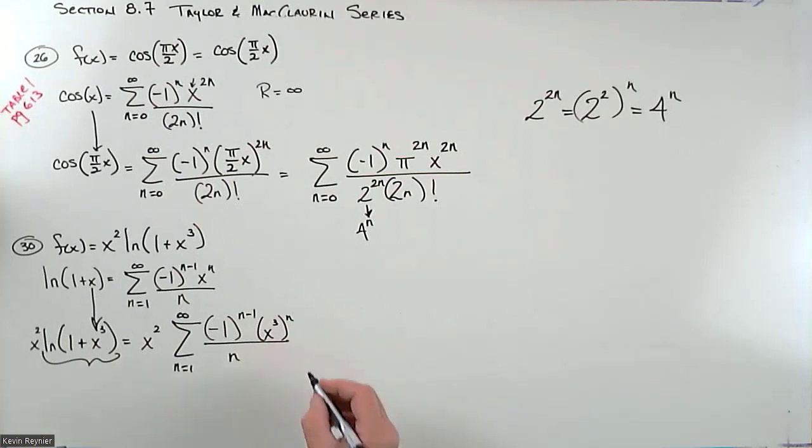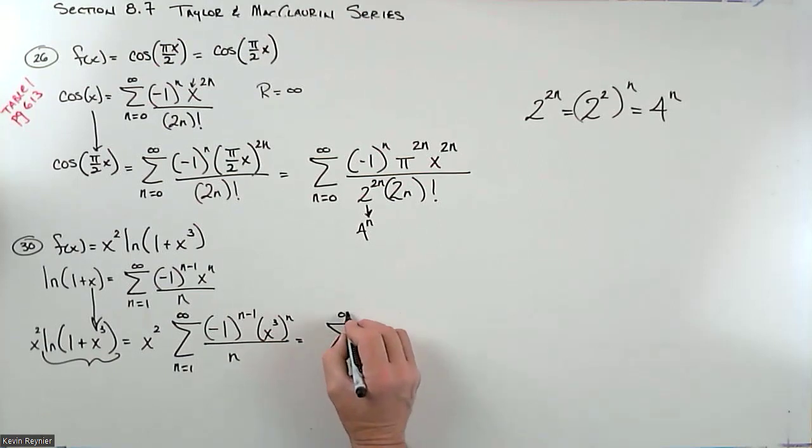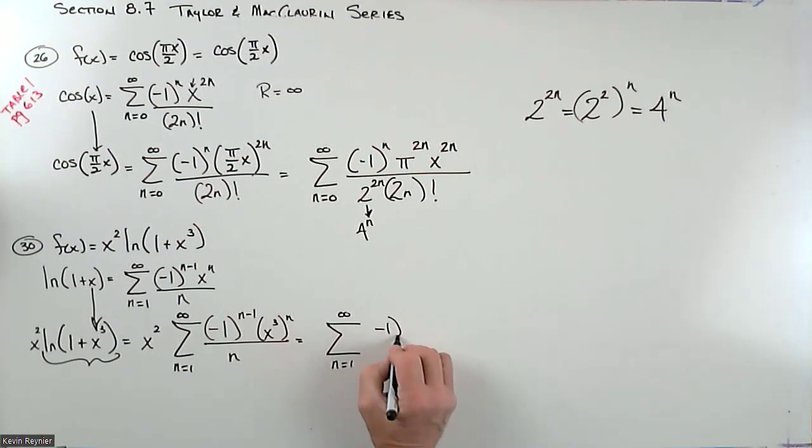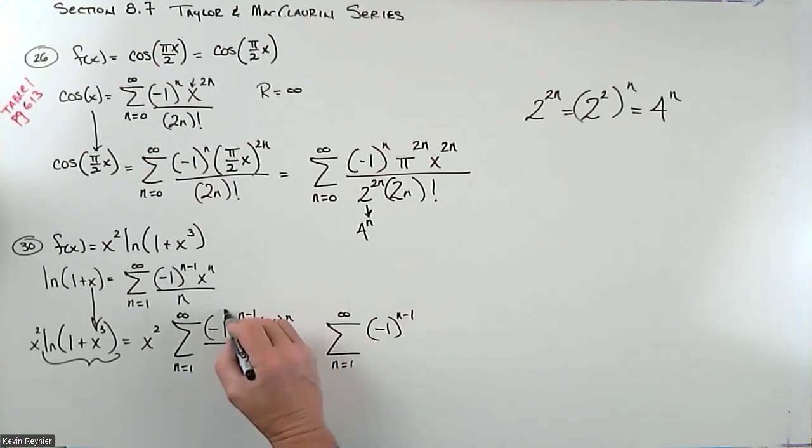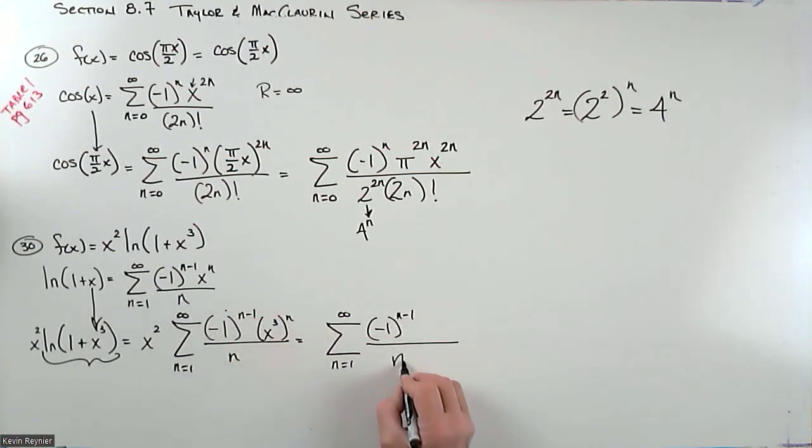So what does that get us? Well, if we clean this up, we're going to have sigma n equals 1 to infinity. We have (-1) to the n minus 1, right? I just copied that down. We have n down here.